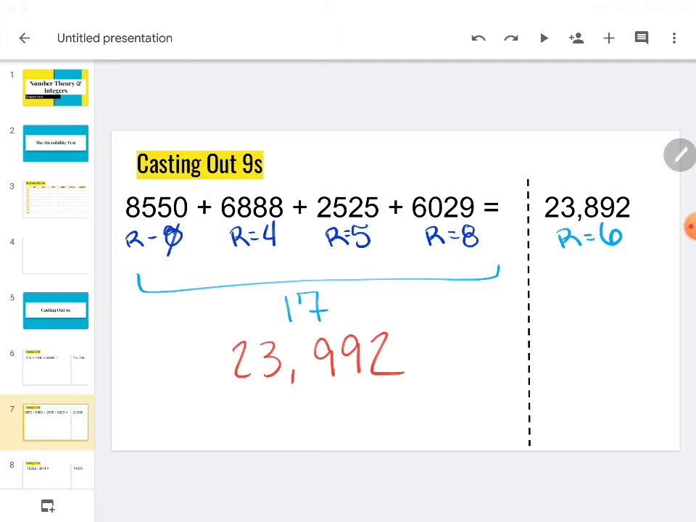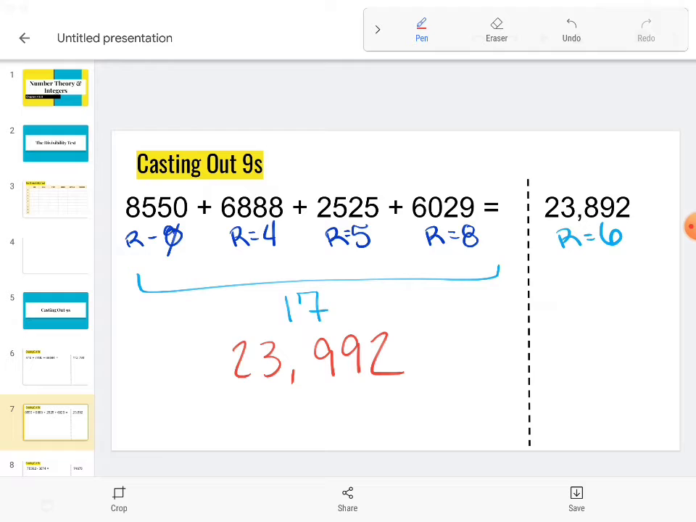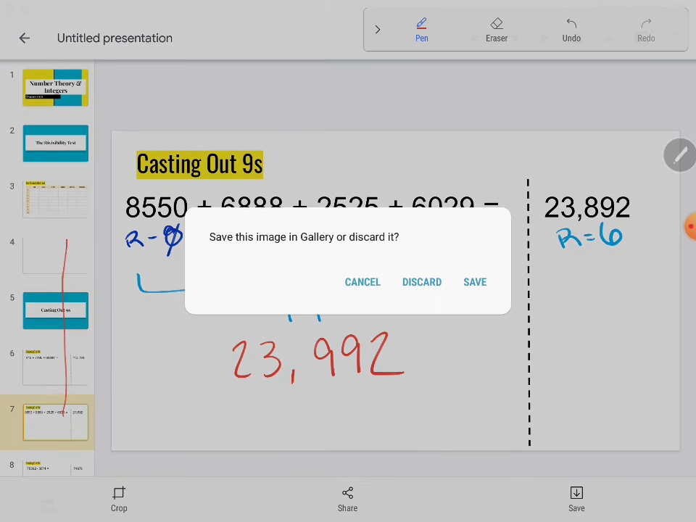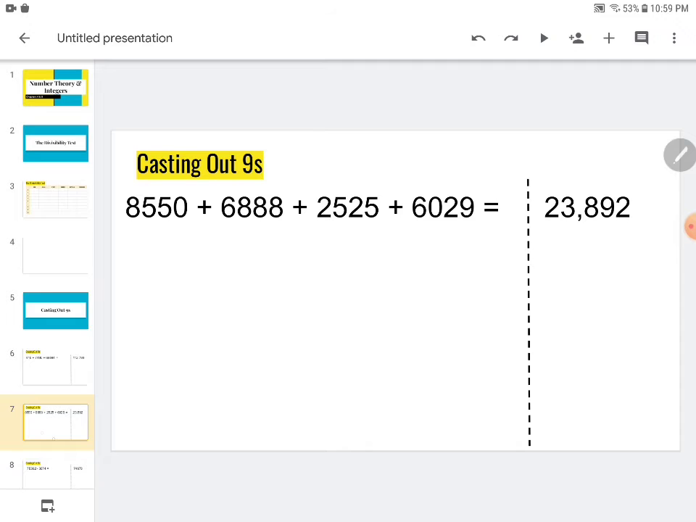23,992. And if you want to double check this, you can add all the digits together: 2 plus 3 plus 9 plus 9 plus 2. And we're just going to cast out all of our 9s. And eventually we should get to where we need to go. And that is how you cast out your 9s.